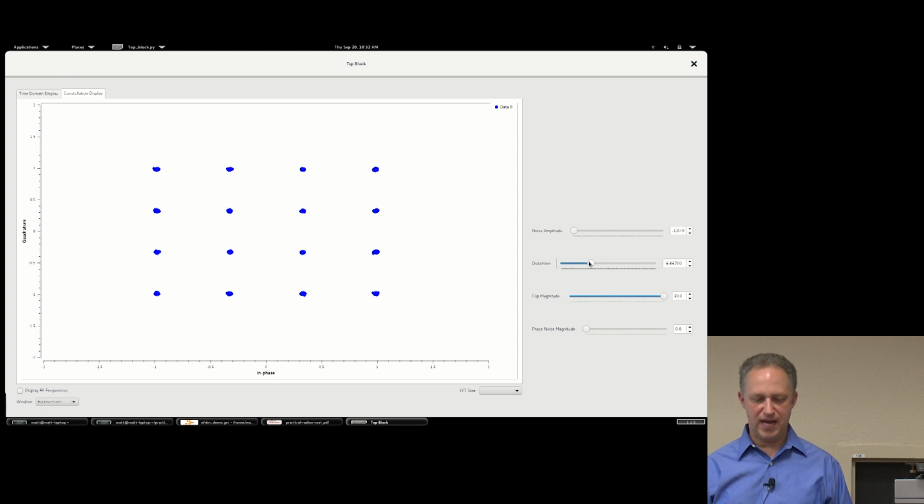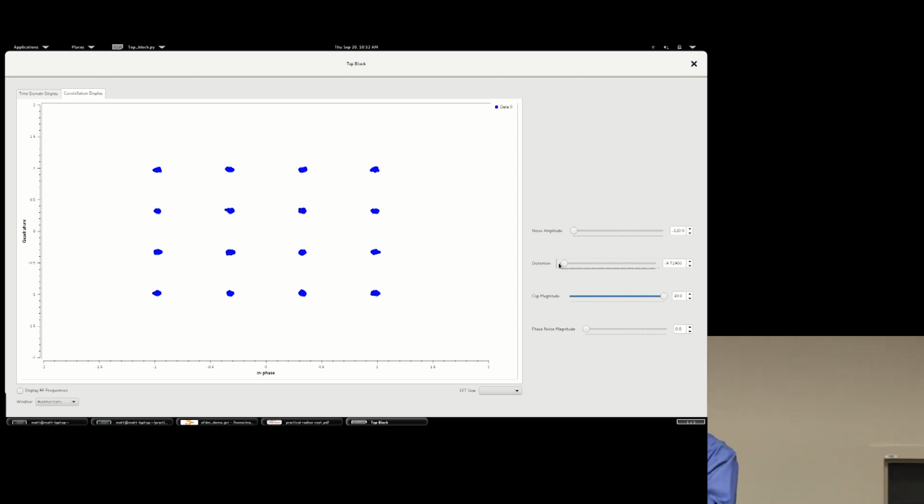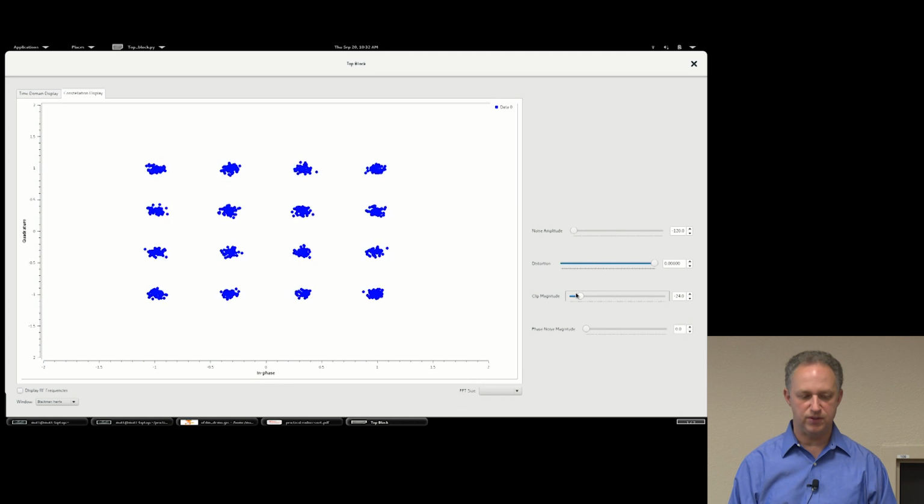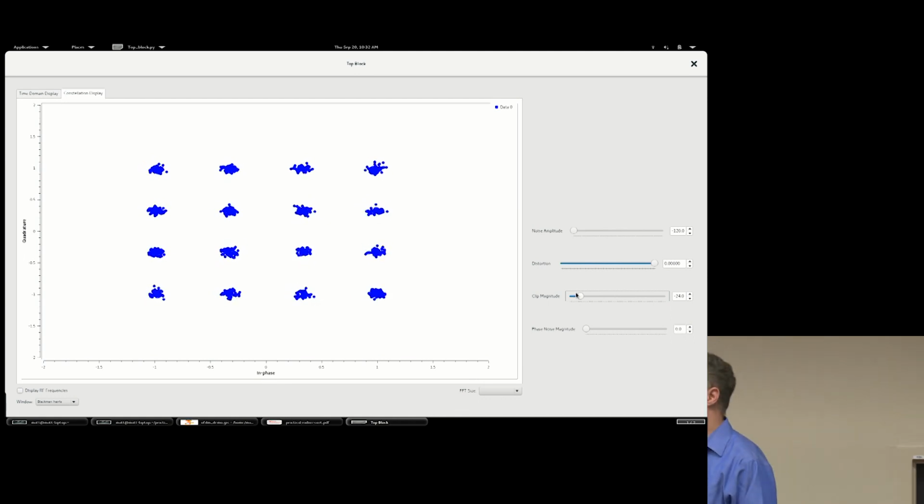So as you add distortion to an OFDM signal, you don't get the clumping. And it's actually the same with the clipping. Even if you add just the clipping, what does it do? It actually doesn't reduce the amplitude of any individual bin. It just adds noise. So why is that?